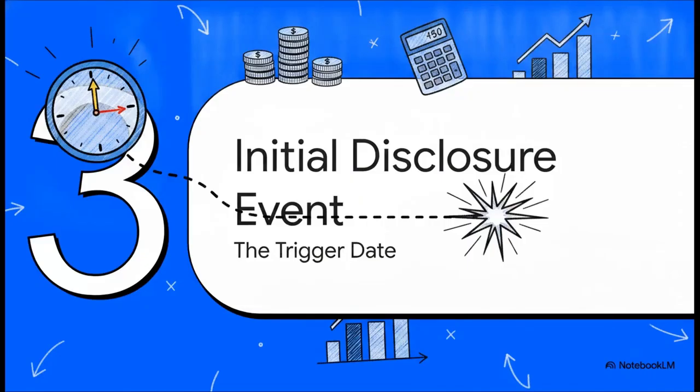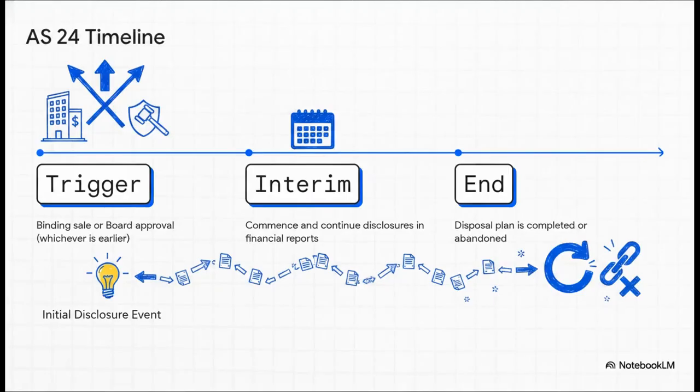All right, Section 3, the initial disclosure event. So now that we know what qualifies, let's see how this whole timeline actually builds out. The trigger, what we call the initial disclosure event, happens on the earlier of 2 specific dates. It's either when the enterprise enters into a binding sale agreement for substantially all the assets, or when the board of directors formally approves and announces a detailed plan for discontinuance. Whichever one of those happens first, that's your trigger.